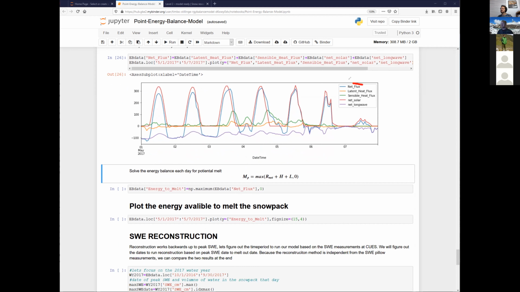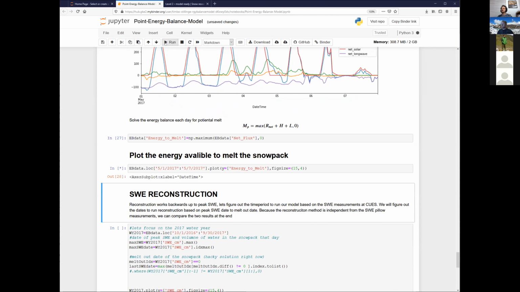Okay, so now that we have all this, what we're going to use to do our reconstruction is this net flux variable right here. If we're interested in melting the snowpack, we don't want to always use this net flux variable, because at these periods of time, our net flux is negative. We're not actually melting the snowpack. So the energy that's available to melt is actually this right here. It's the maximum of our net flux or 0. So if net flux drops below 0 and the snowpack is actually cooling, we're not melting the snowpack. And so if we're not melting the snowpack, we don't want to drive our reconstruction with those data points.